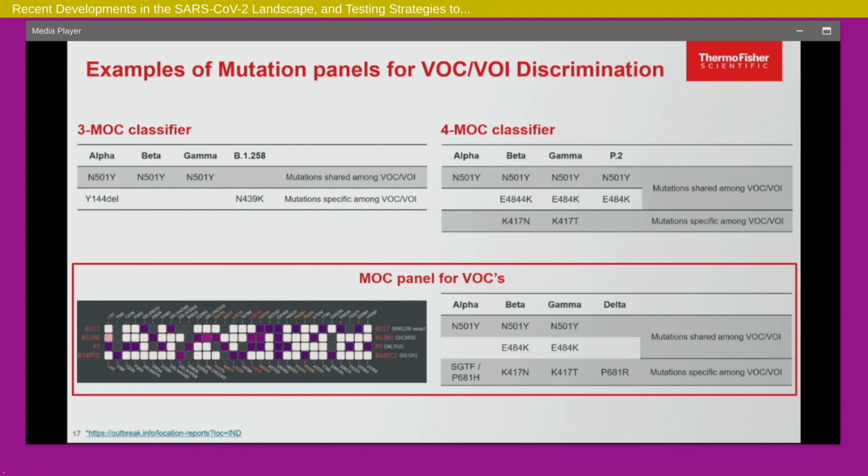People have used a 3 MOC, I call them a MOC. MOC stands for mutation of concern. So you can have a 3 MOC classifier, you can have a 4 MOC classifier. You can see here, this person actually added a local variant in there. That's Ola adding its own, or I think it was one of our collaborators adding 1258 in there. This was adding P2 in there, which is another way, not P1. But then you can have just your 4 variants of concern. If you want to add Mu in there, you can add Mu in there.